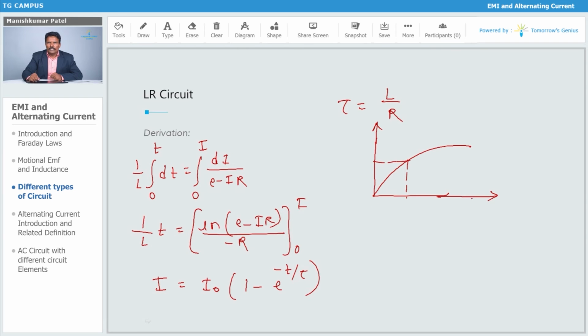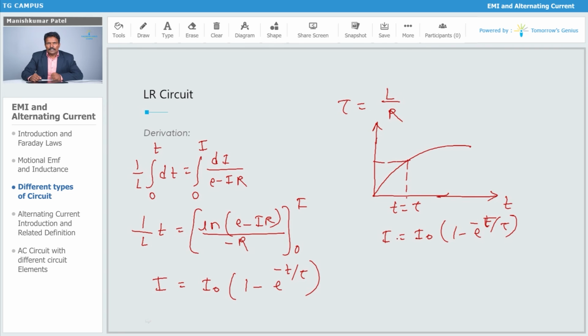Now consider the special case at t equal to tau. I is equal to I naught times 1 minus e to the power minus t by tau, and since t equals tau, the exponent is minus 1. That gives about 63.4 percent, which is the answer you will get. So this tau is the constant we defined, L upon R.